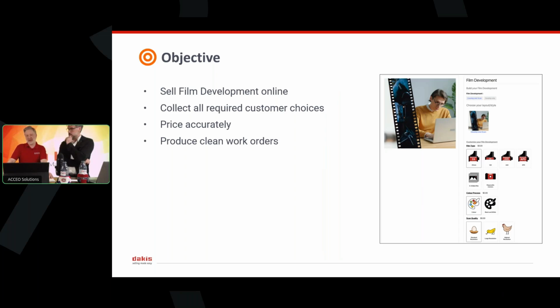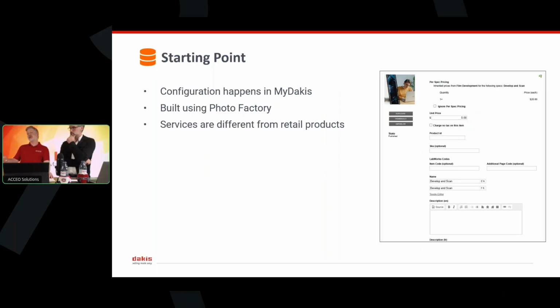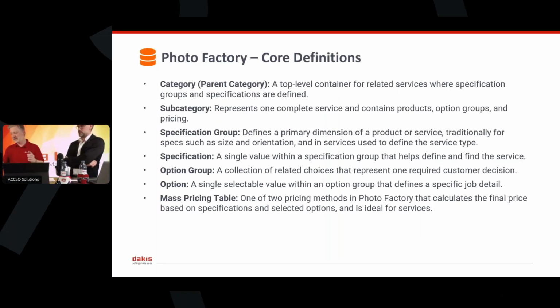Okay, so of course the objectives are to sell more of it online, to collect all the required customer choices, to price things accurately, and to produce clean work orders. We pretty much already showed you that during the demo. The configuration all happens inside of Dakis. It's built using Photo Factory. And of course, services are different from the retail products, and we got into that, right? The gigantic matrix that you're going to have to build inside of the web store versus the two products you're going to have to create in Photo Factory. Chef's kiss.